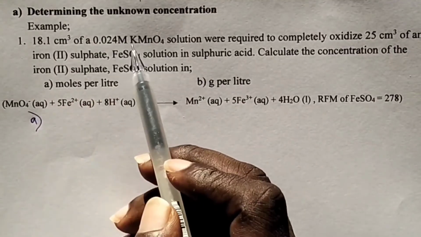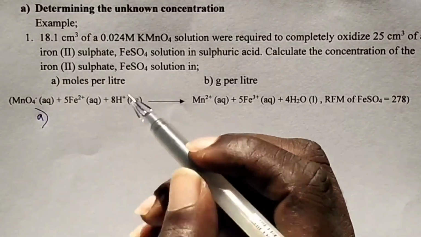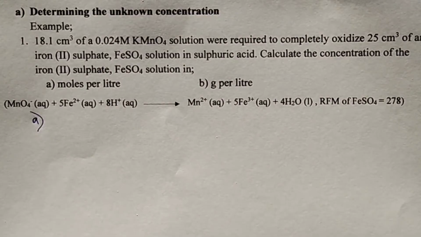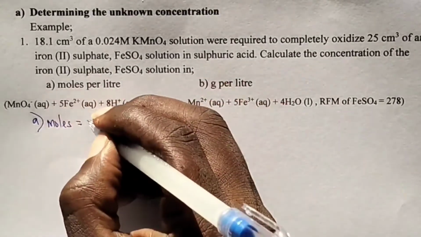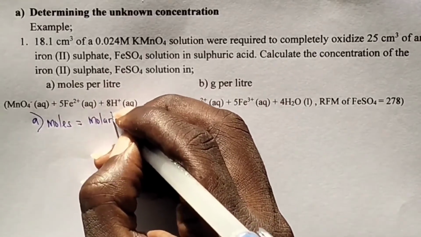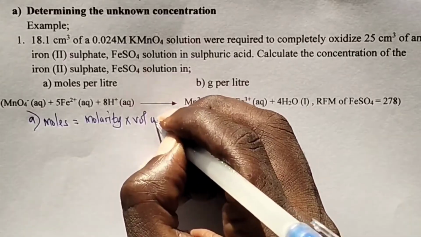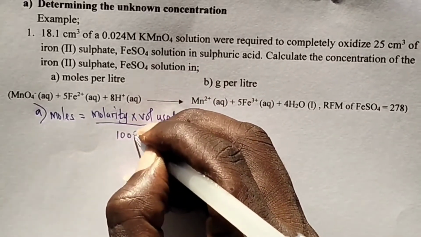If we want to start with part A, first of all we have to know: do we have a standard solution? Yes, potassium manganate(VII), because we know the molarity and its volume. So we can look for the number of moles of potassium manganate(VII). How are we going to get moles? Moles is given by molarity of potassium manganate(VII) multiplied by volume used and divided by 1000. That will be the formula.